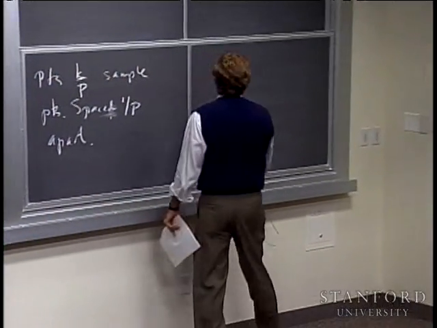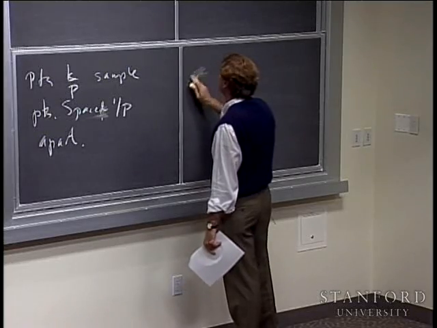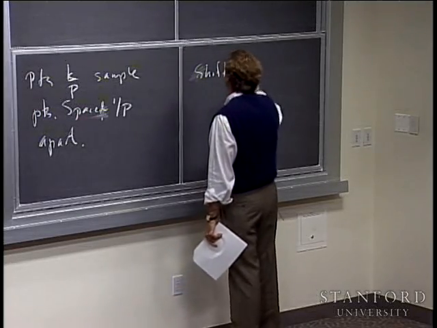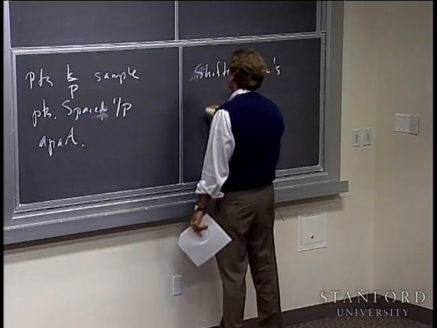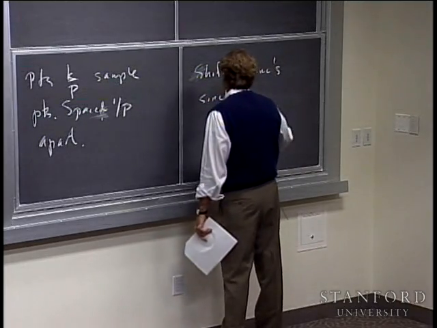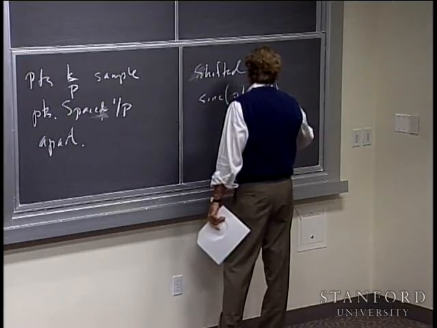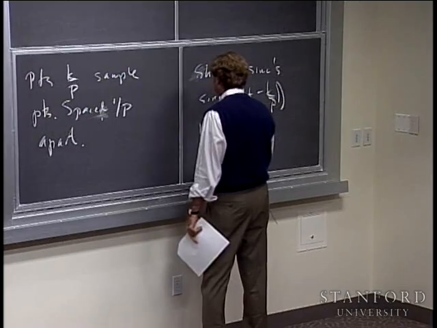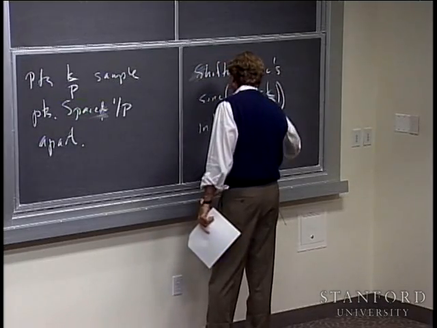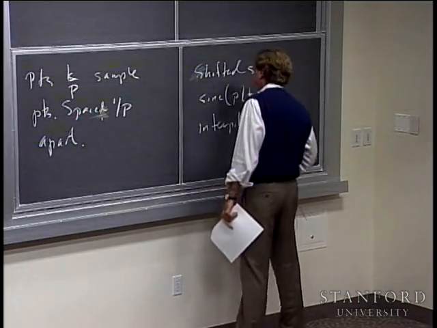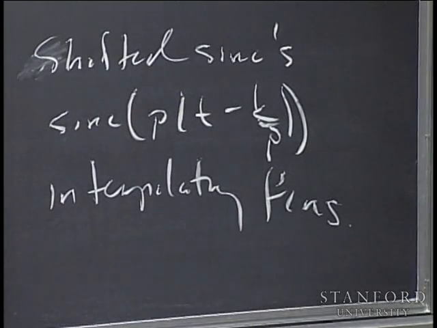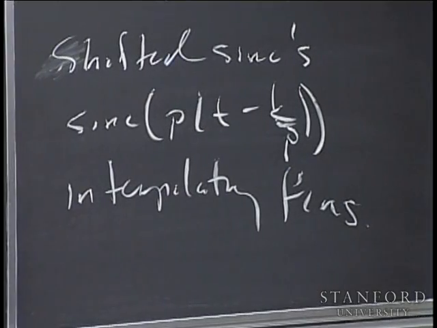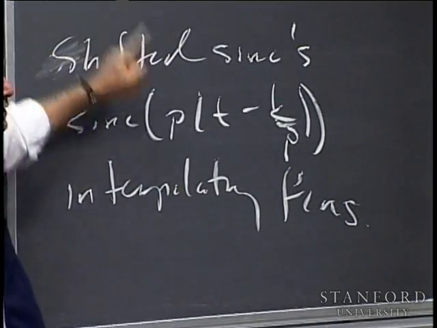All right. So the shifted sinc functions, sinc of p times (t minus k over p), sometimes you might call those the interpolating functions. They're independent of the function f, all right? The only time f enters into the equation is through its sample values. So it interpolates all values of the function in terms of its sample values.